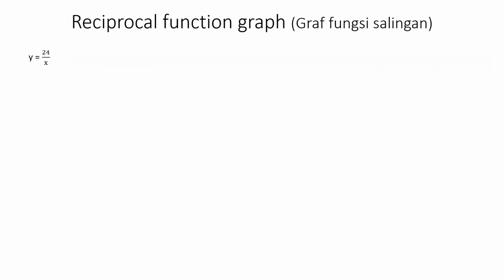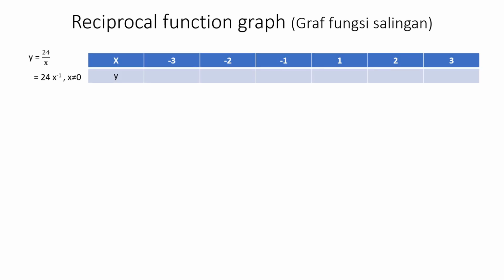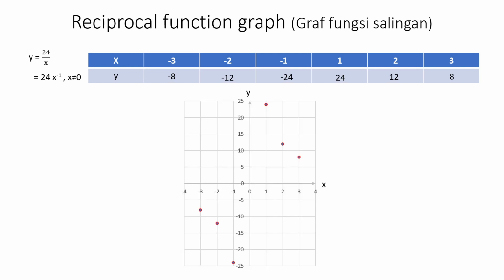Given a function y equals 24 over x, you can write it as 24x to the power of -1, where x cannot be equal to 0, because when x equals 0, it is undefined. So the x values in the table shouldn't include 0. Then you calculate the corresponding y values, and next, plot all the points. Now you can see there are two curves. You draw the smooth curves by freehand or with a flexible ruler.